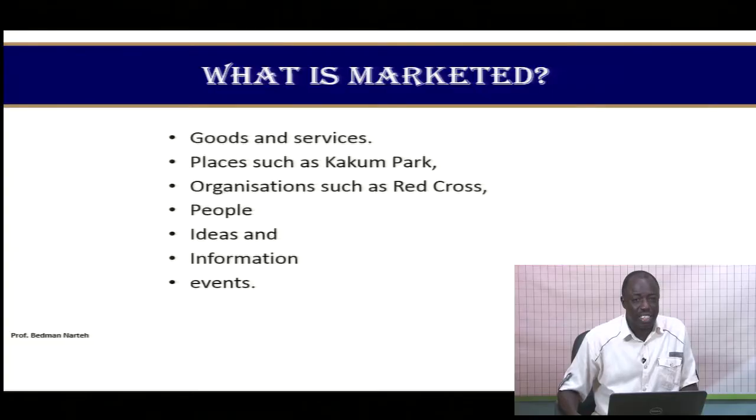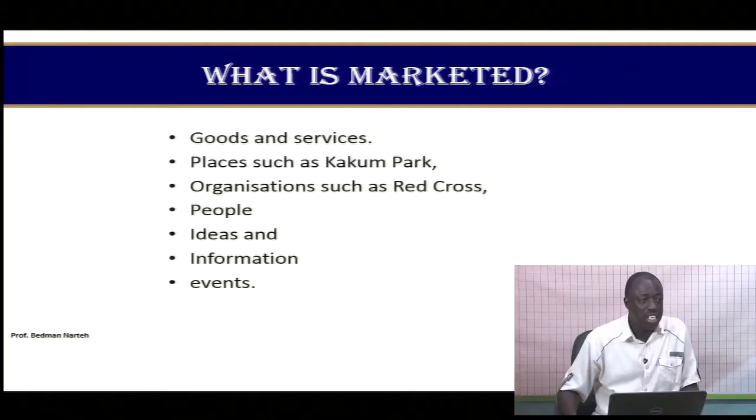What is then marketed? And that will take us to the scope of marketing. Unfortunately, a lot of people think that marketers market only goods and services. But the scope of marketing is a bit wider than you can think. We market places such as Kakum Park. We market organizations such as the Red Cross. We market people, individuals. You have their PR who market them a lot. We also market ideas, and you know that a lot of motivational speakers are emerging.